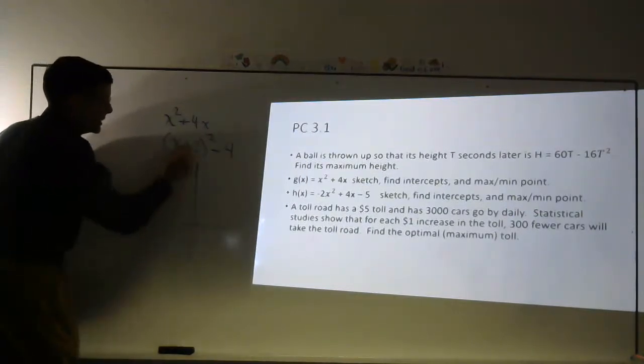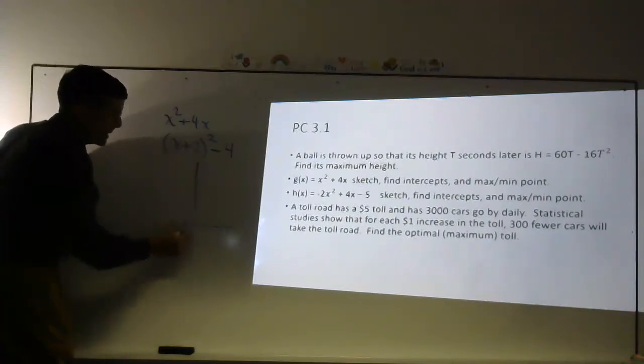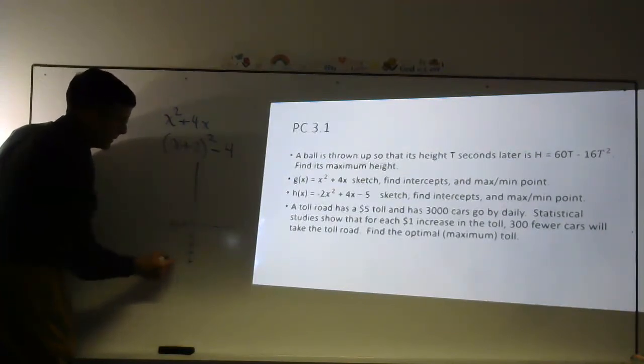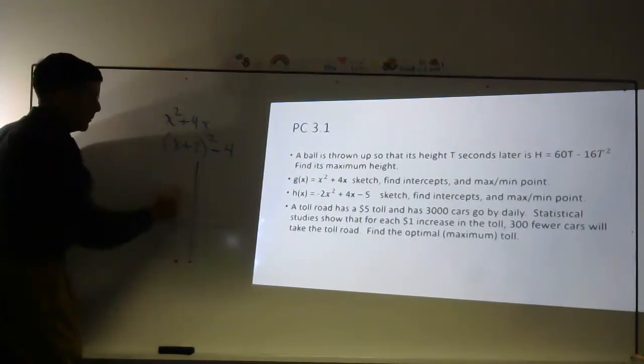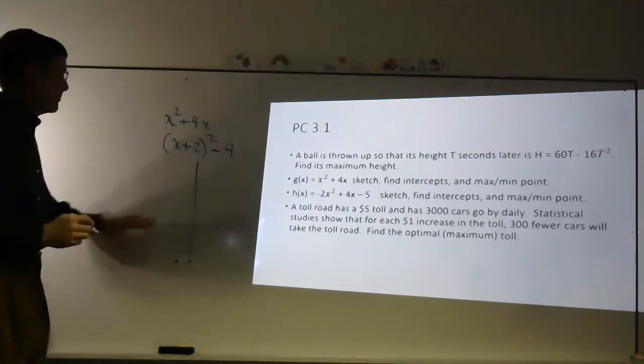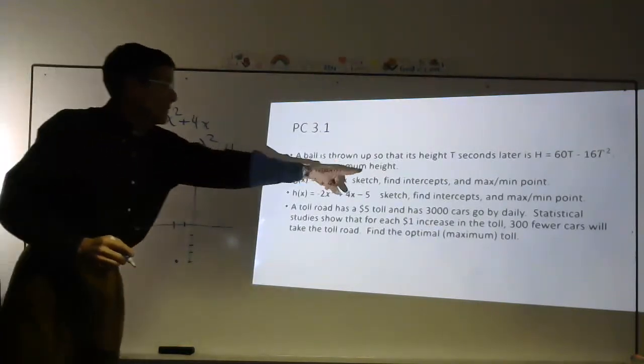We want to sketch it. I go to the left 2 this time because of the plus 2. I go down 4, down to here. It is a positive x squared. It's going to open up. And so before I even sketch it, let's do the intercepts.